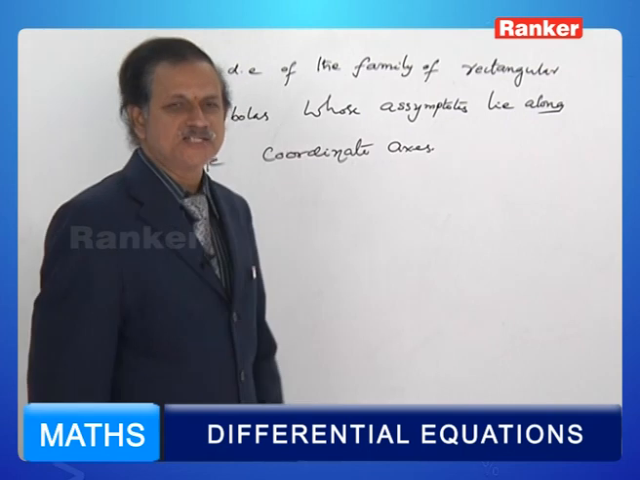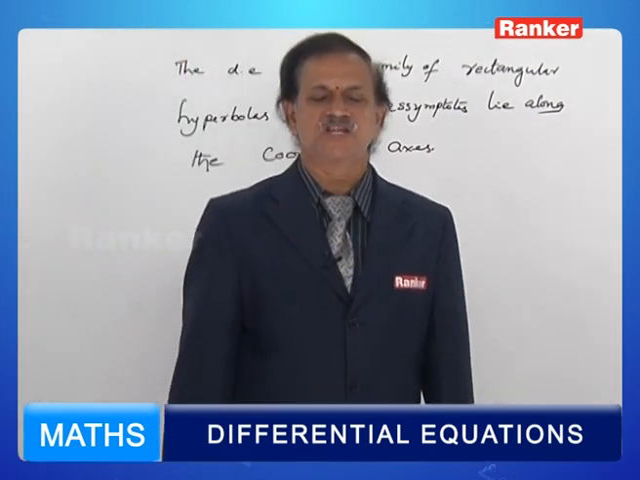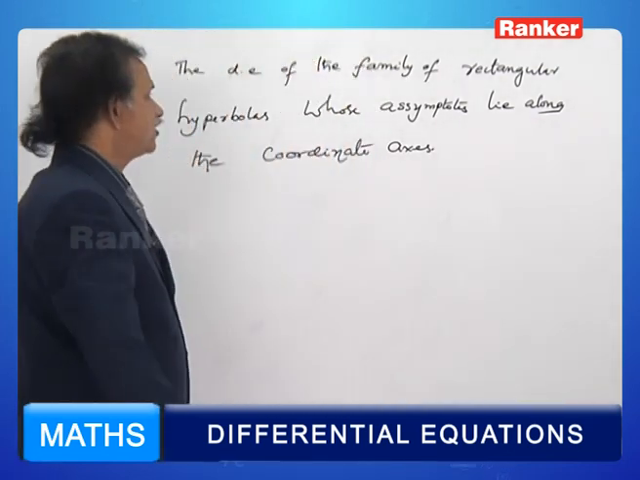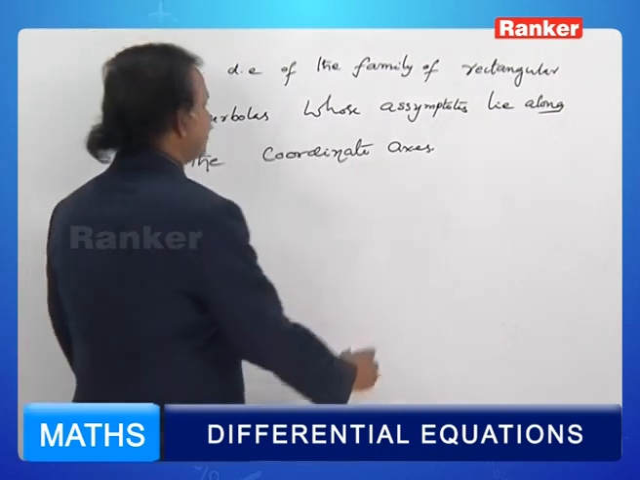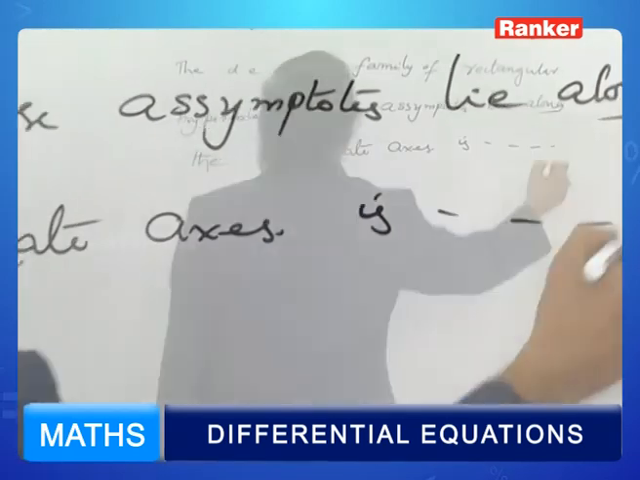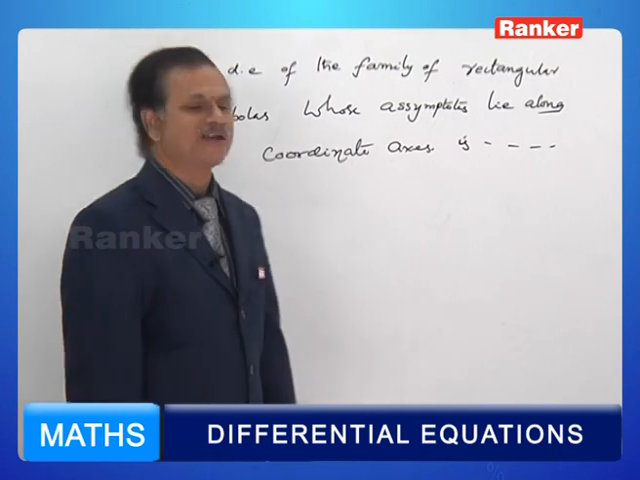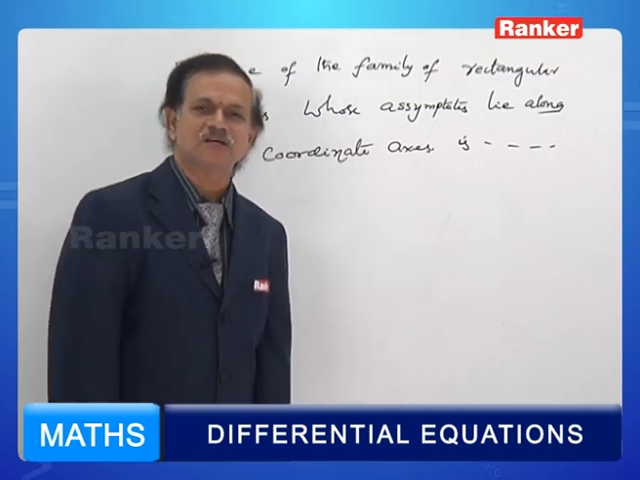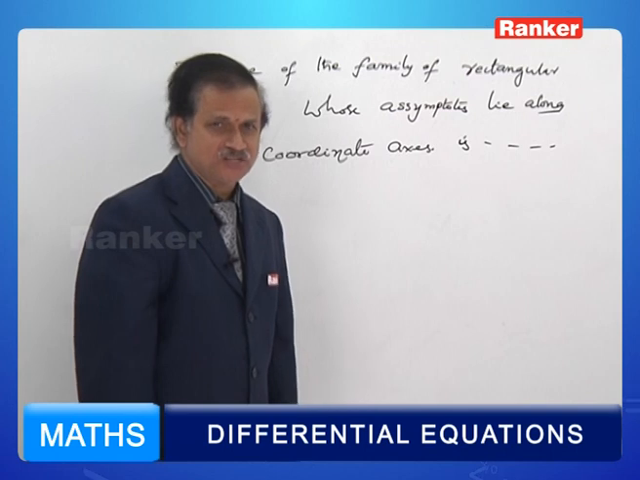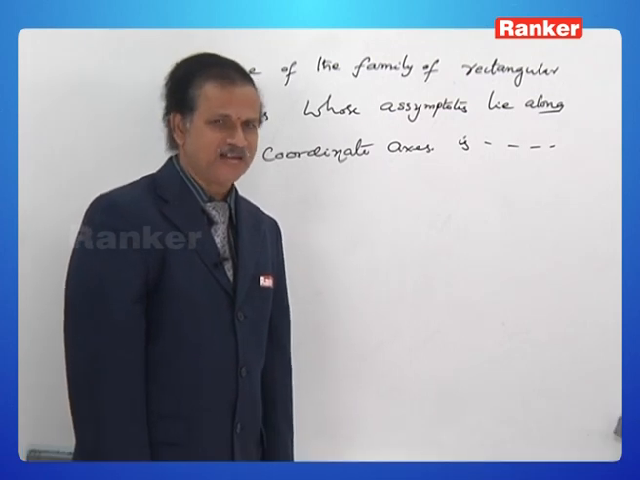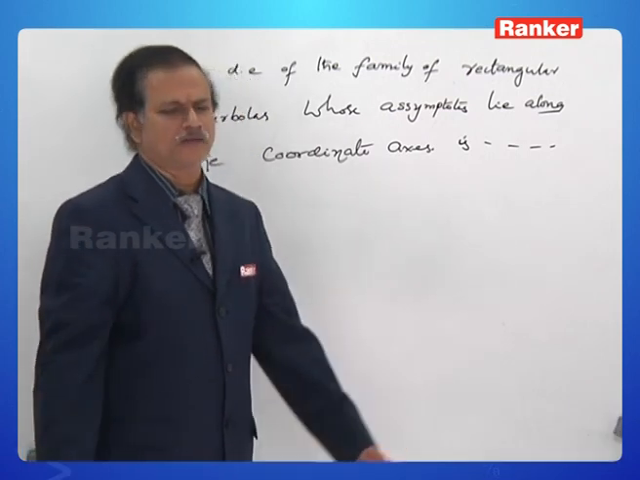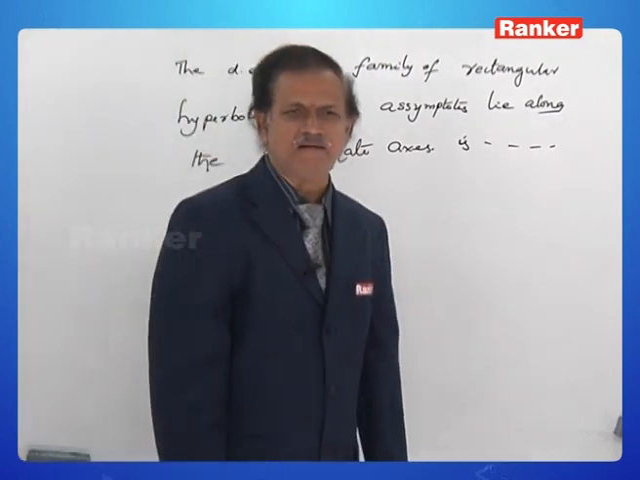That's all the sentence he has given. You follow the sentence carefully. The differential equation of the family of rectangular hyperbolas whose asymptotes lie along the coordinate axis is... There is a special structure. You might have remembered it. What is that? xy is equal to c square or xy is equal to a square. Like that you can have.